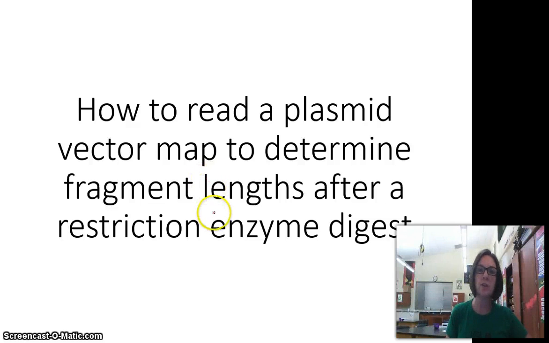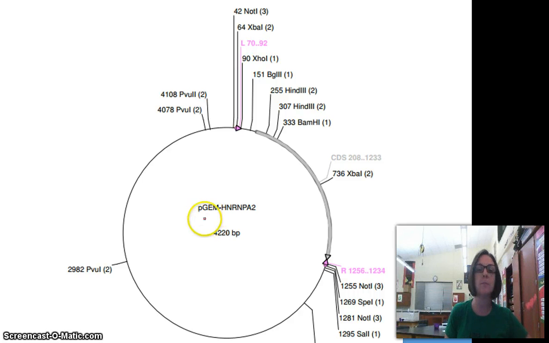In this video, I'm going to show you how to read a plasmid vector map to determine the fragment lengths you would get after a restriction enzyme digest. This is a map of a plasmid vector.